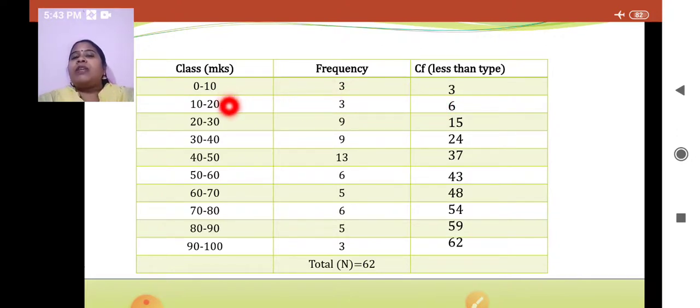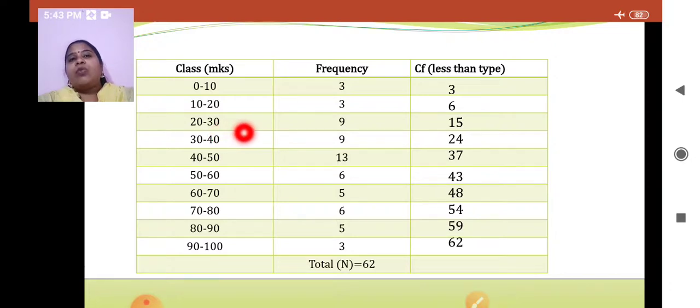How many students have got marks less than 40? So search here. Where will it lie? It will not lie in this, but it will lie in this class, 30 to 40. It means it is less than 40. So how many? 24. 24 students have got marks less than 40. Now I hope the concept is clear. For less than type, we consider the upper limit.